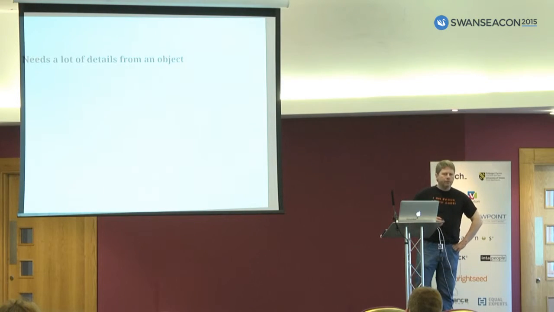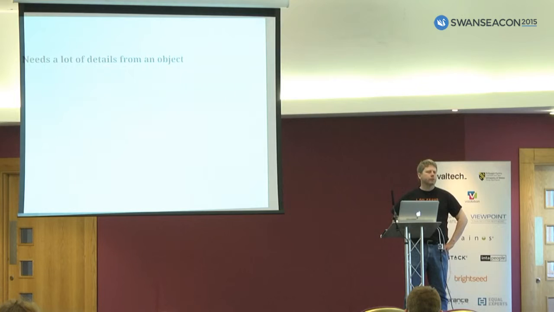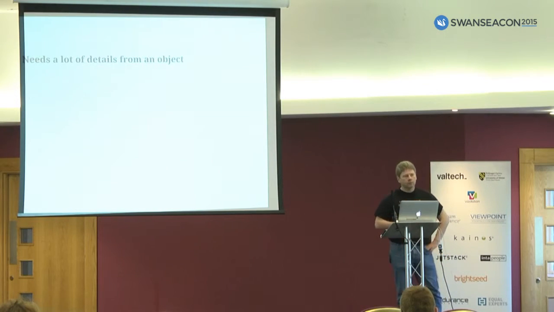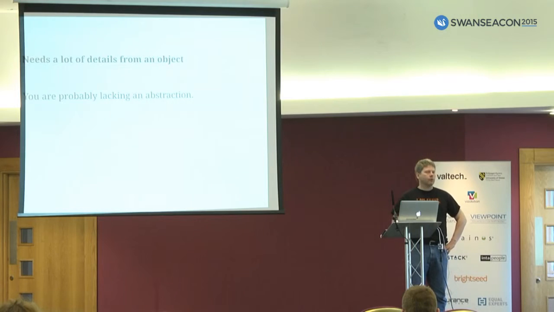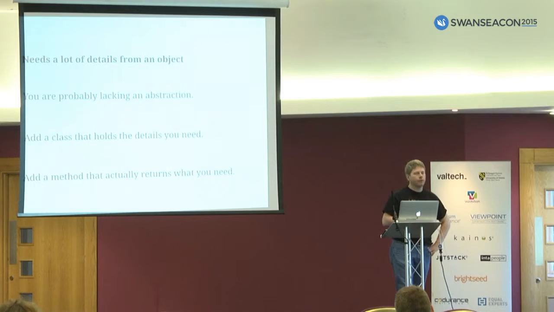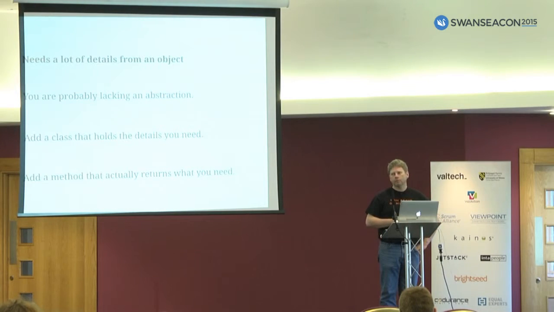Suppose that you need a lot of details from an object. Suppose that you're calculating the insurance risk again, therefore asking for age, driver's license, accidents, and so forth. Then you're probably lacking this abstraction. And if you need a lot of details, add a class that contains all these details instead of returning a lot of primitives and then doing something with all of these primitives. Again, a method that actually does what you want, not something else.